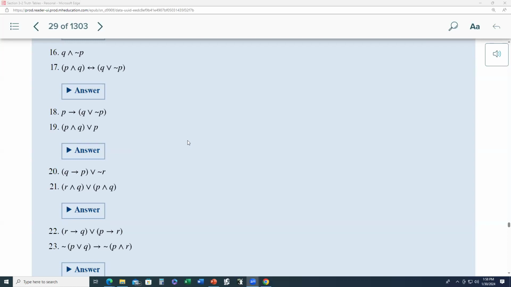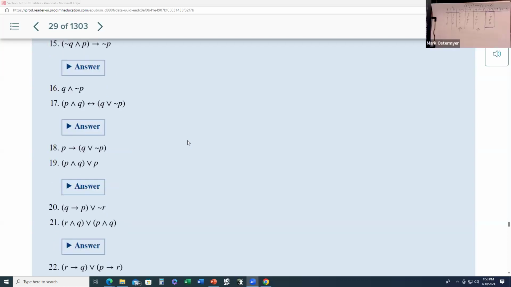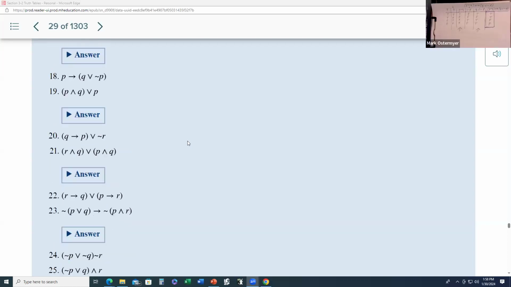All right, let's see here. Well, ladies and gentlemen, up to this point, all of our compound statements have had two simple statements. Do you agree? Maybe we should do one that has three statements in it.